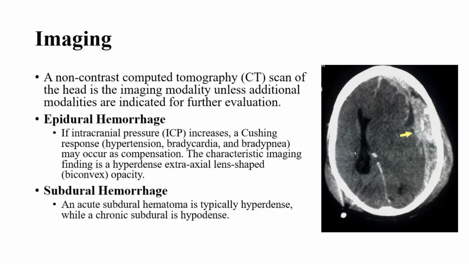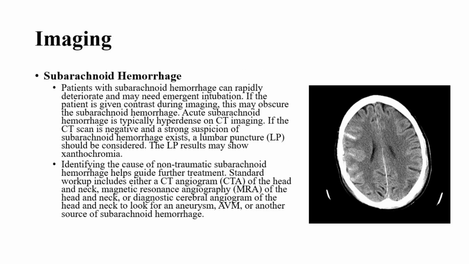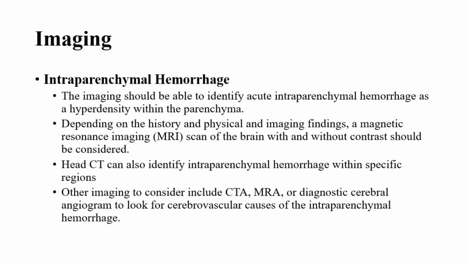In epidural hemorrhage, if intracranial pressure increases, a Cushing response, which are hypertension, bradycardia, and bradypnea, may occur as compensation. The characteristic imaging finding is a hyperdense extra-axial lens-shaped opacity. In subdural hemorrhage, acute events are typically hyperdense, while a chronic subdural is hypodense. In subarachnoid hemorrhage, it is typically hyperdense on CT. If the CT scan is negative and a strong suspicion of subarachnoid hemorrhage exists, a lumbar puncture should be considered. The LP results may show xanthochromia. In intraparenchymal hemorrhage, imaging will show hyperdensity within the parenchyma.